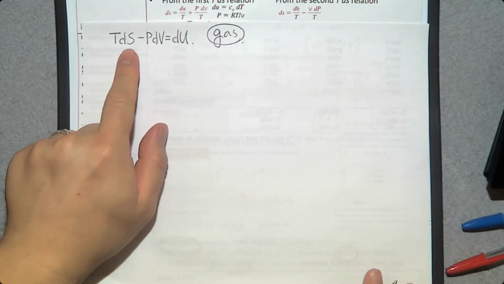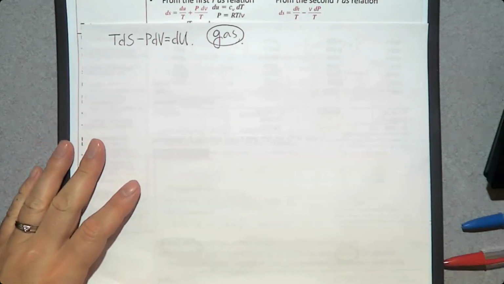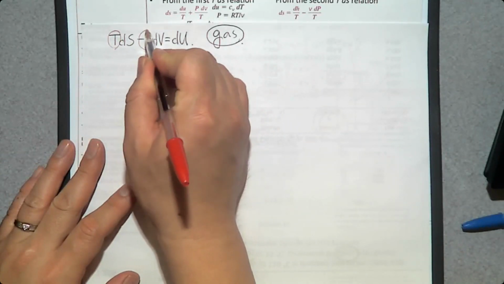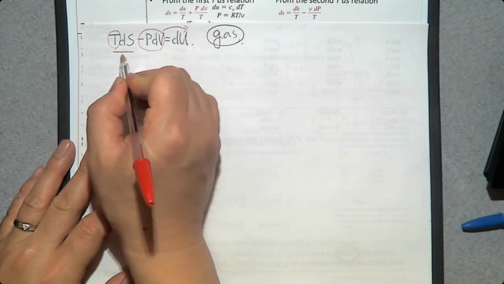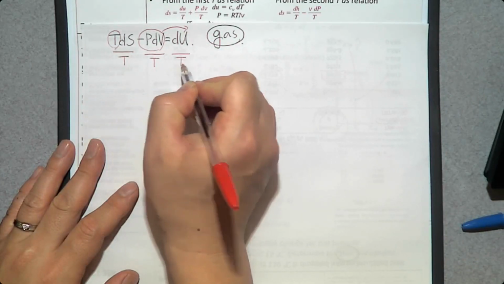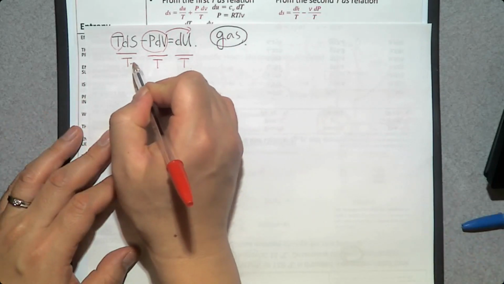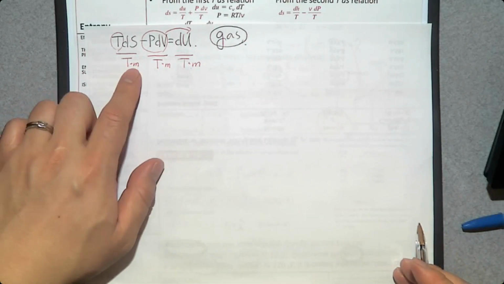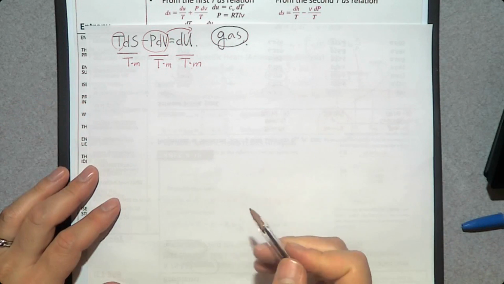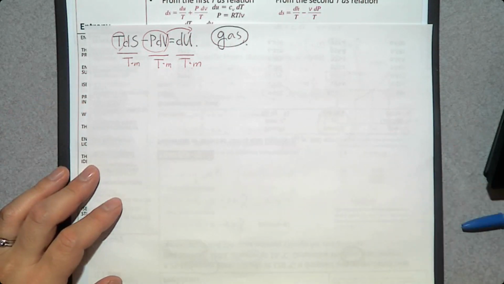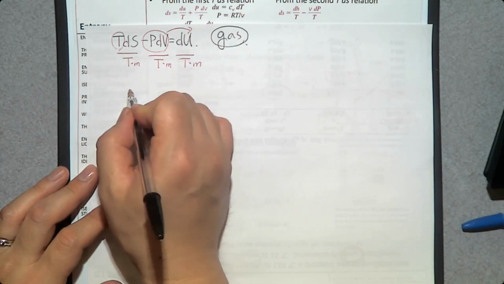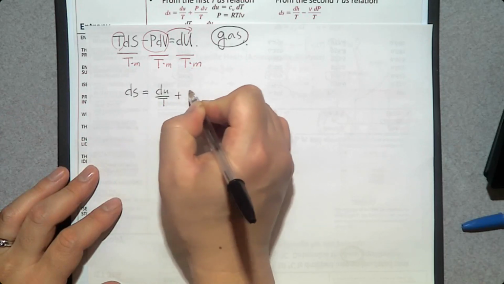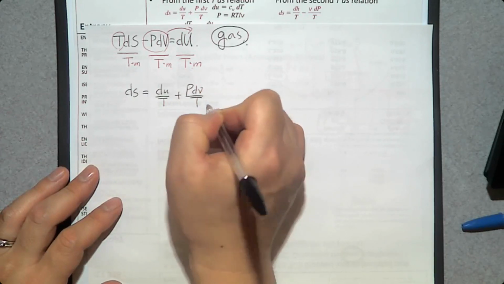Then we want to calculate this entropy change. So to determine this entropy change, we want to move this temperature to the other side, and we want to move this one to the other side. So divide by temperature, and we want to divide by mass too. Then this one becomes ds is du over T plus PdV over T.